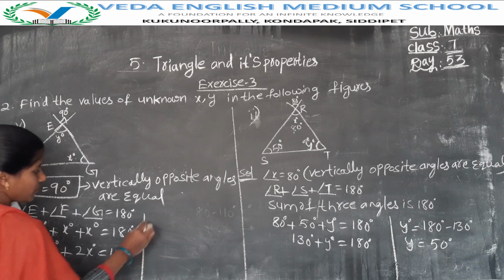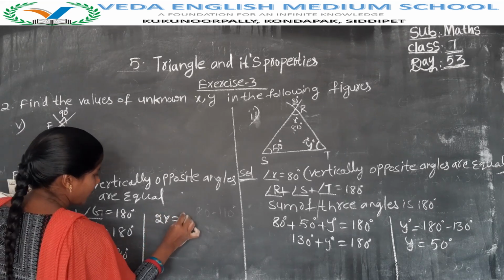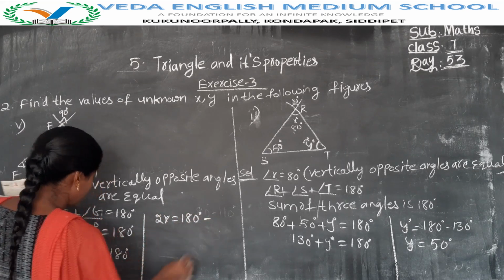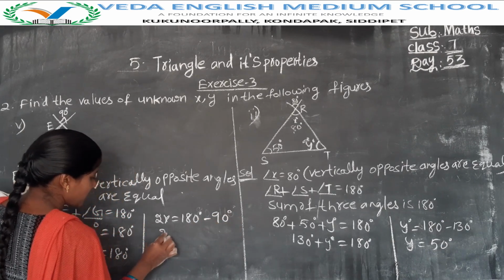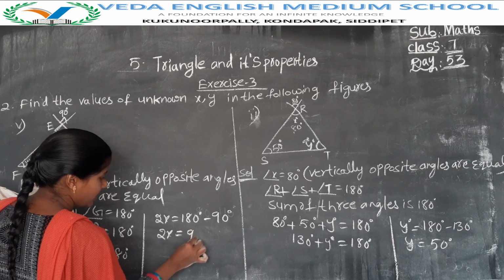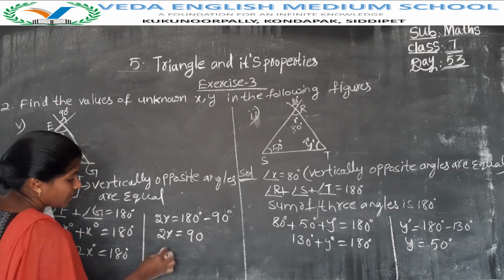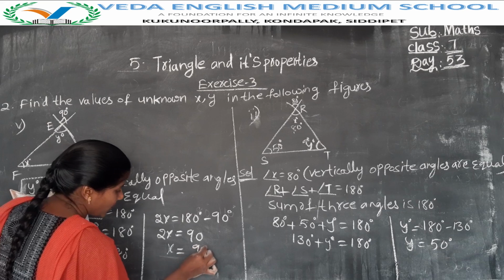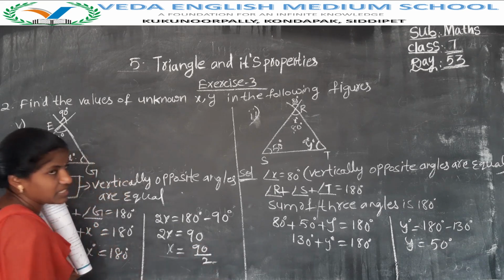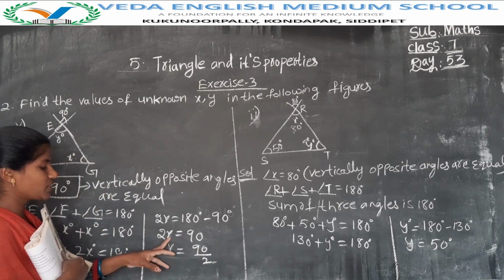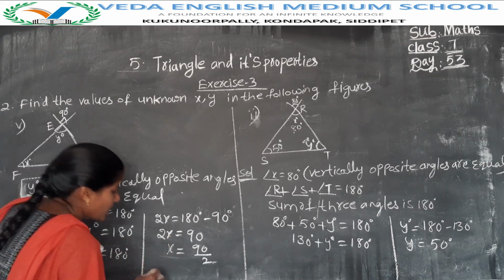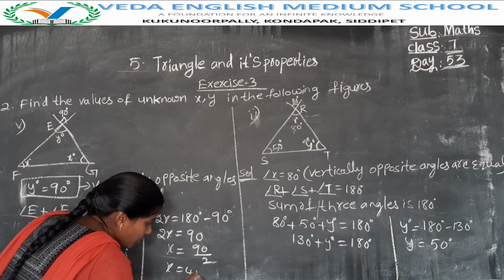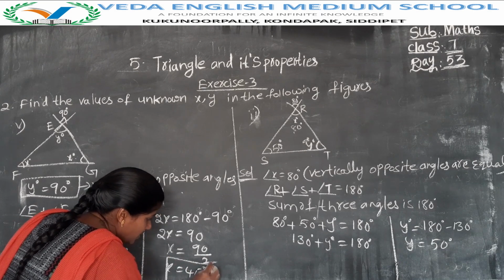Now 2x is equal to 180 minus 90. 180 minus 90 is 90, so 2x is equal to 90. Here we need to find the value of x. X is equal to 90 by 2. Why is that 90 by 2? Already we have learned in simple equations. Before the equal sign, this 2 is in multiplication. When it goes to after the equal sign, it becomes division. So x is equal to 90 by 2, two 45s are 90. So the value of x is 45 degrees.